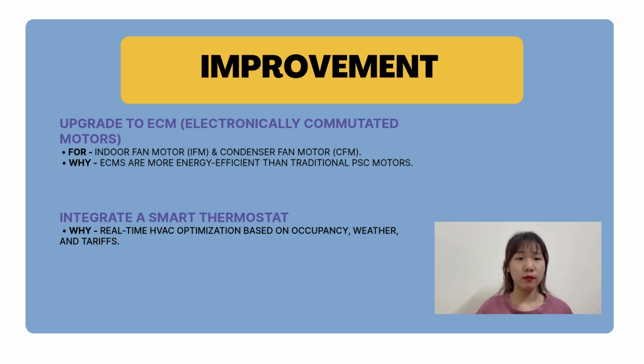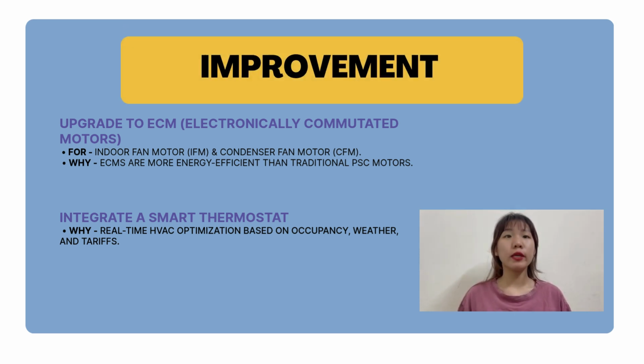Today, I'd like to propose two strategy upgrades to our HVAC systems that can significantly improve energy efficiency, comfort, and system performance. First, upgrade to ECM motors for the indoor and condenser fans. Currently, our HVAC system uses traditional PSC motors, which are fixed speed and relatively inefficient. We're recommending replacing both the indoor fan motor, IFM, and the condenser fan motor, CFM, with electronically commutated motors, ECMs.